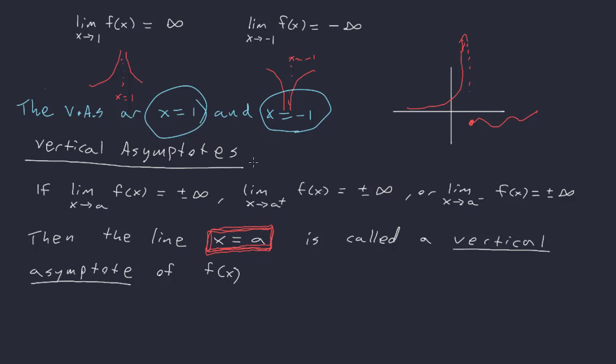That's a little more important when we start talking about slant asymptotes. But essentially, the vertical asymptote is telling you what line the graph is getting closer and closer to as x goes to 1 or goes to a.